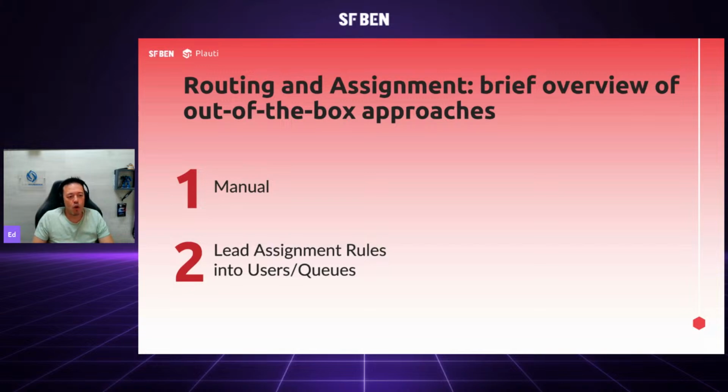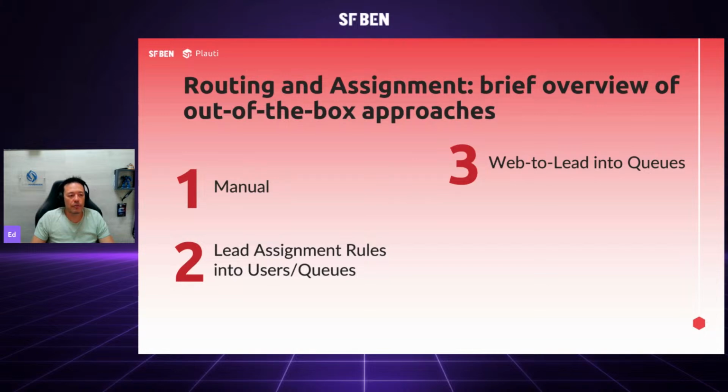Then as an org matures a bit more, they start to bring in things like lead assignment rules and using queues, and that way we can start to automate when a lead comes in, automatically segmenting those leads and sending them off to the right specific user, or into a queue for reps to pick up. And related to that, a lot of orgs will have web to lead forms on their websites collecting leads, and those will funnel into queues, and again wait for the sales development reps to pick those out of queues.